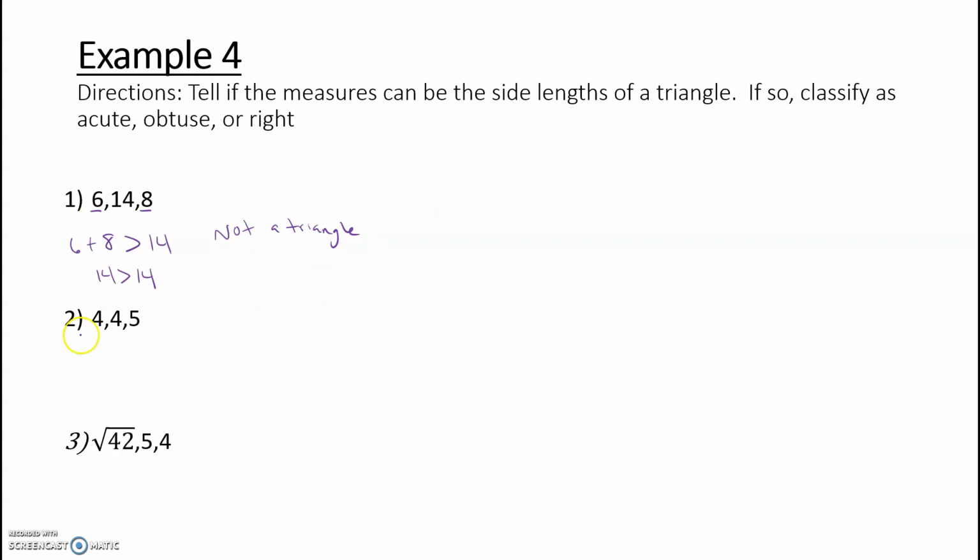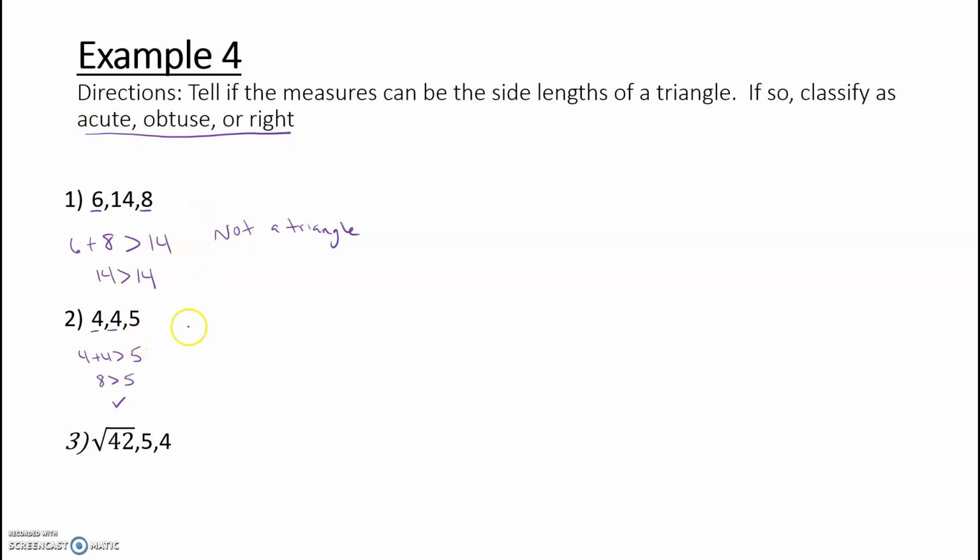And then if it can, then we'll use Pythagorean Theorem. So here, 4 plus 4, pick your two smaller sides. 4 plus 4 has to be bigger than 5. Well, is 8 bigger than 5? Yes, it can be a triangle. So now that we know it can be a triangle, we're going to try to classify it as acute, obtuse, or right.